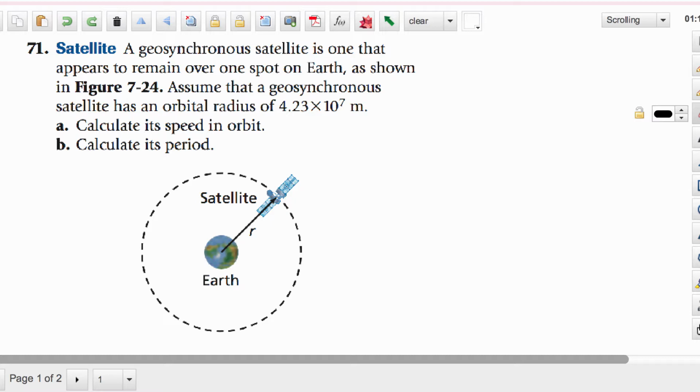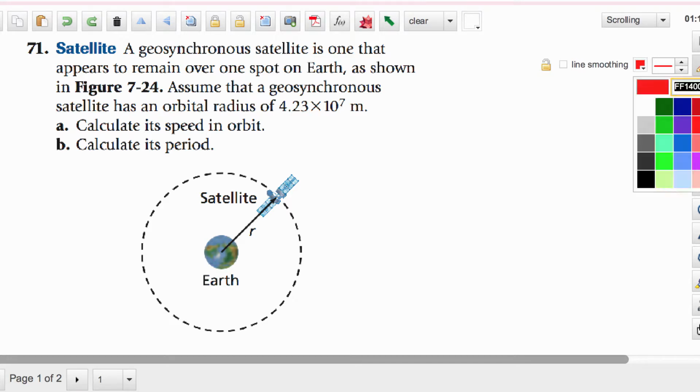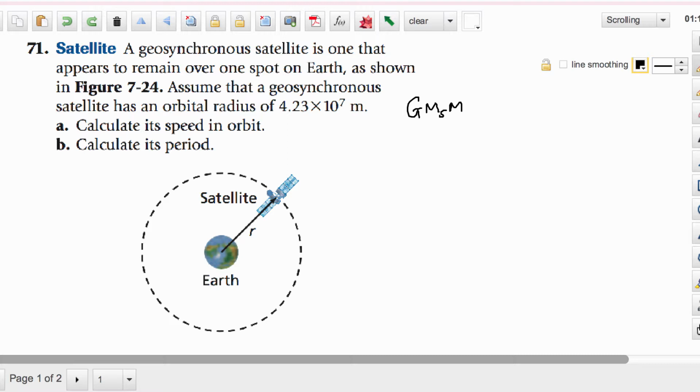Since the satellite is going around the Earth in circular motion, we can say that the centripetal force on the satellite towards the Earth is the gravitational force. So we can say that G times m of the satellite, m of the Earth, divided by r squared is equal to m of the satellite times its velocity squared over r.